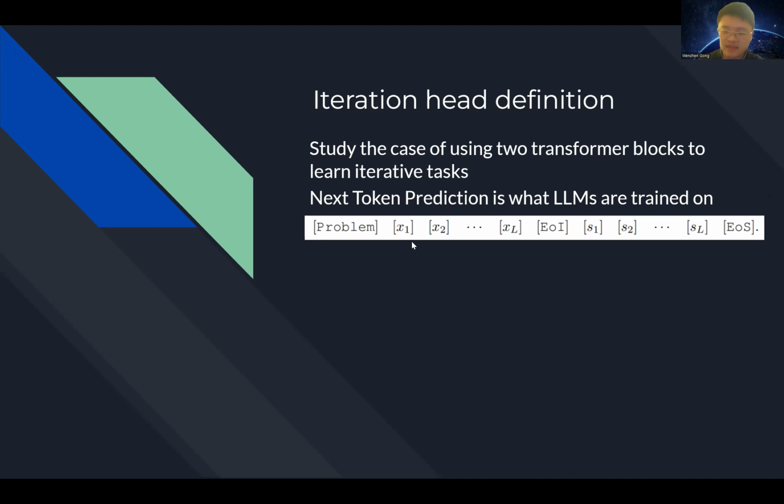So we can see there's two sequences here. The first is the X1 to XL sequence. This is the input sequence. And the S1 to SL sequence is the state sequence. So the iterative problem they formulate here is about this state sequence. The state at time t is equal to an iterative function of the previous state and the current input. So this forms a very easy recursive iterative task for LLM.